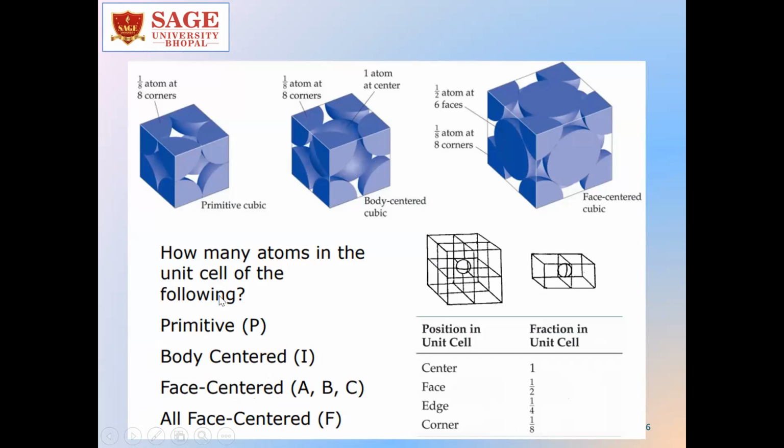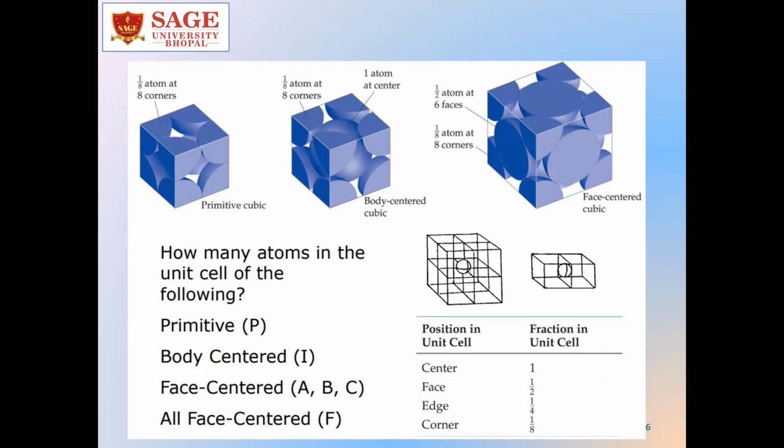How many atoms are in the unit cell of the following: primitive, body-centered, face-centered, and all face-centered? If we see this, there are 8 corners and 1/8 atom at each of the 8 corners. So that is the primitive cell, and the number of atoms in the unit cell will be 1. In the body-centered cube, 1/8 atoms at 8 corners plus 1 atom at the center.